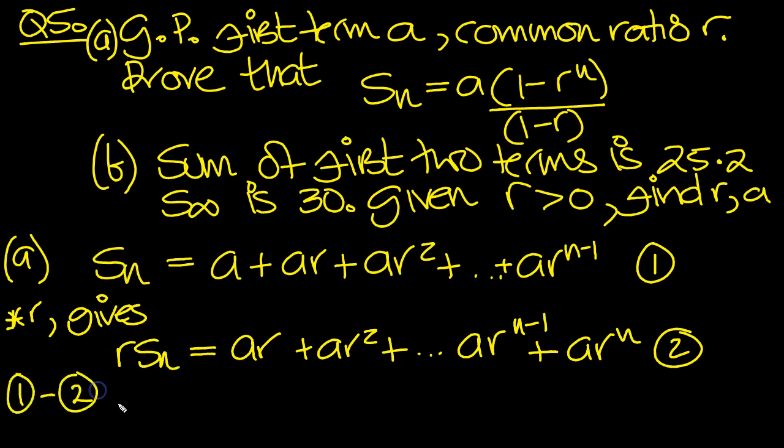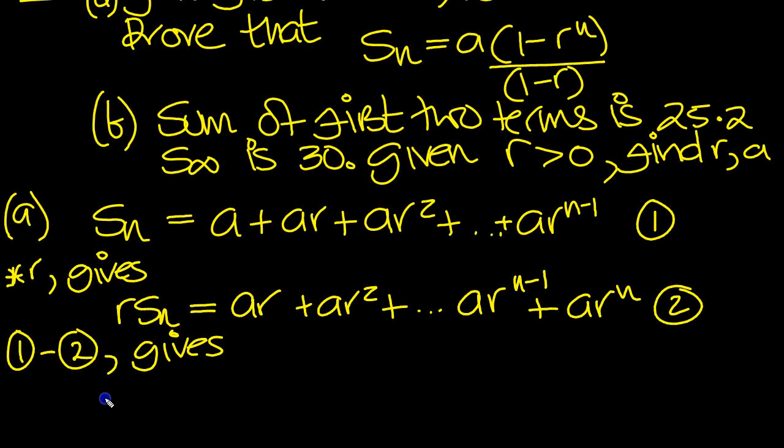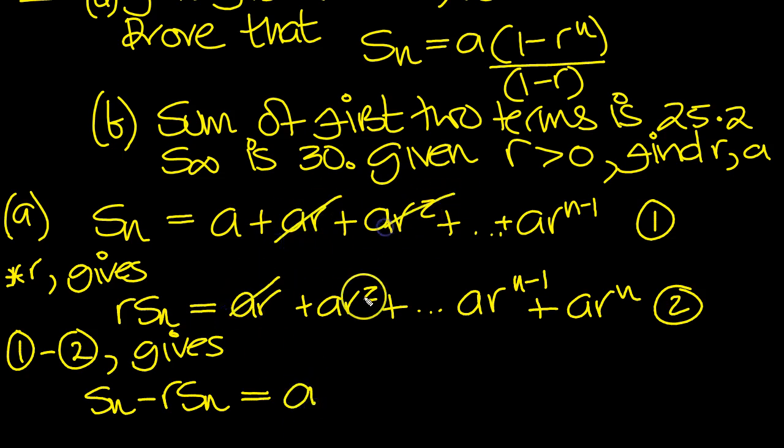1 minus 2 gives, so let's see what we get. On the left, Sn minus rSn is equal to, and when we take them away, the ar and the ar will cancel. We're just left with the a, so these terms will cancel, so to speak, and so too will this. All these diagonal pairs can be paired off, because they one take the other. And all the way down to here, and this will cancel with the one before it, but it will leave a, all that's left is take away ar to the n.